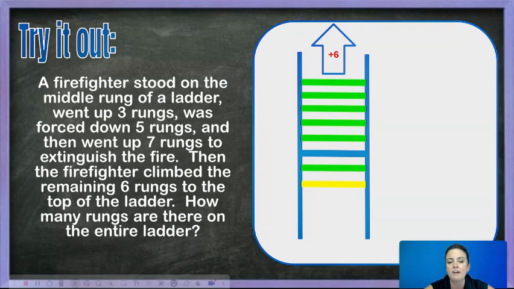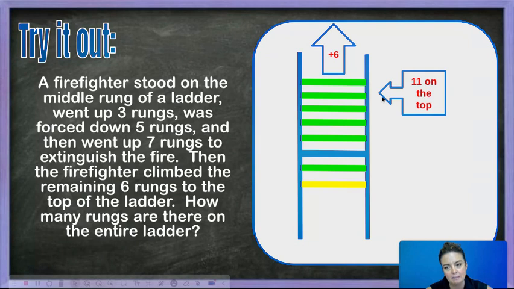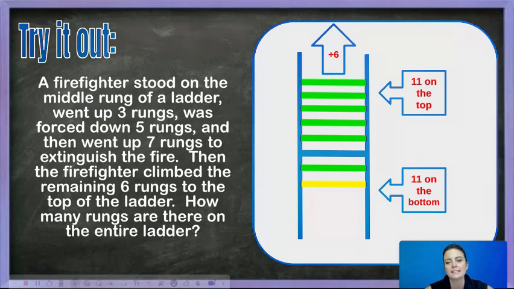So now I have all the information the story gave me, but they want to know how many rungs are on the entire ladder. So can we figure out how many are at the top of the ladder? Absolutely, right? There's 1, 2, 3, 4, 5 plus 6. There are 11 on the top. And we know that this is the top. It's split in half. So if there's 11 on the top, there has to be 11 on the bottom. But how many are on the total ladder? Let's not forget that middle rung. We also have the middle rung, so 11 plus 11 is 22, plus that middle one, 23 rungs.